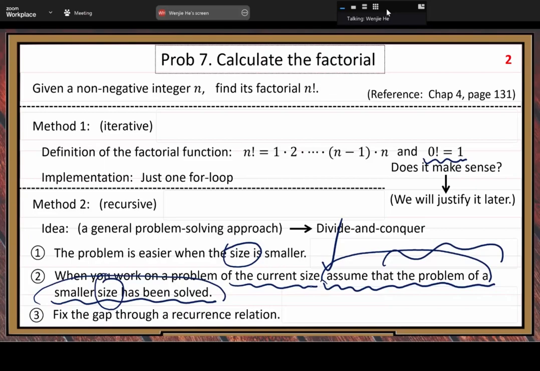After you complete these 3 steps, you have actually used 3 steps in our recursive thinking. Then you can solve this problem recursively. So that's the idea.